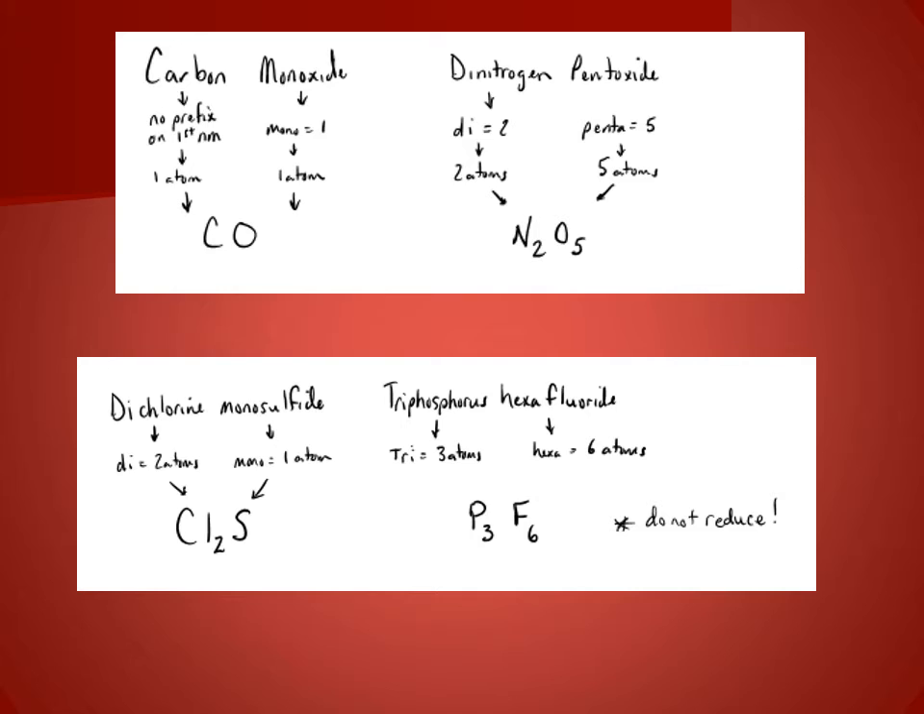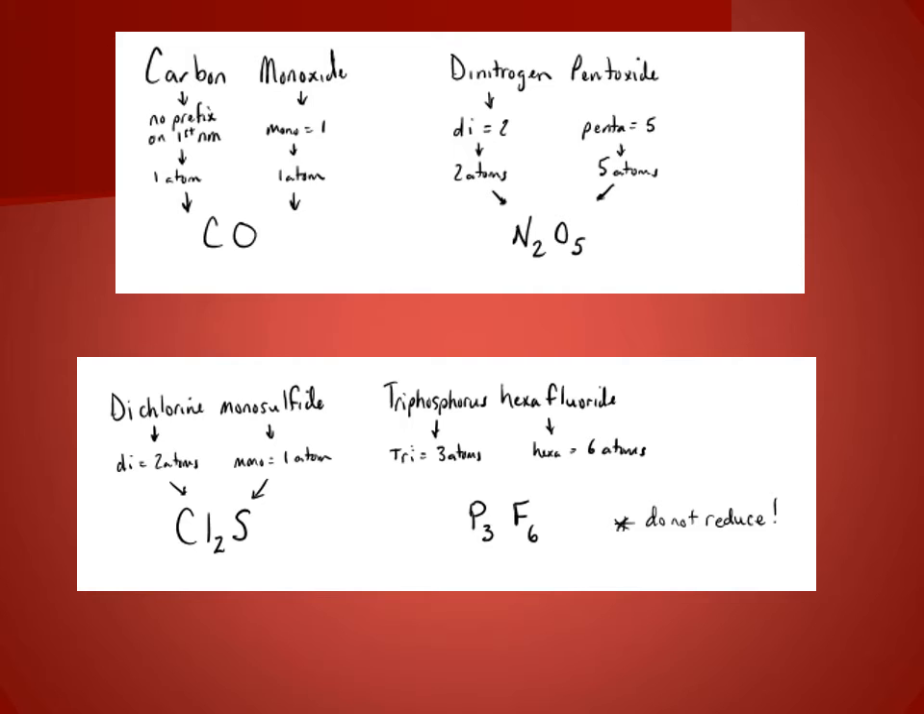So with no prefix on the first element, this means that there can only be one atom, so I just wrote a C down. For monoxide, mono is a prefix that means one, so there is only one atom of oxide or oxygen, so CO. Carbon monoxide, that's its formula, CO. Very deadly gas. It is a byproduct of incomplete combustion in many cases. It can also be the byproduct of other chemical reactions that produce it.